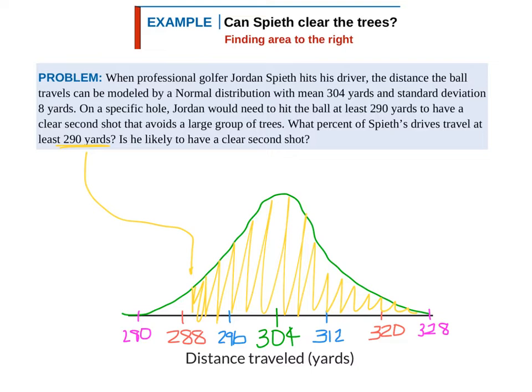So we're looking to see what percent of Spieth's drives travel at least 290 yards. So that's about 290, so we want to know what the area is here, which will give us our percentage or proportion of how many of his drives travel at least 290 yards. And then we can answer, is he likely to have a clear second shot?